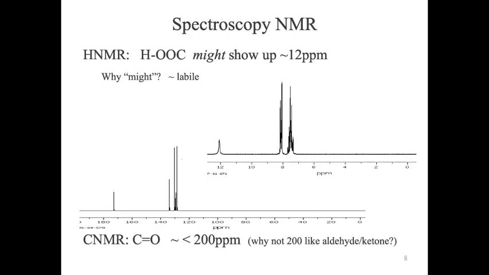Okay. Carbon NMR, you're not going to see any hydrogen because it's carbon NMR. But we will see the carbonyl show up. The carbon-oxygen double bond usually shows up around 200 ppm, a little bit under. Why not exactly 200 like the aldehydes and ketones? Because there's more resonance there and it bounces around, causing it to change the frequency a little bit. Okay? Questions? Cool.